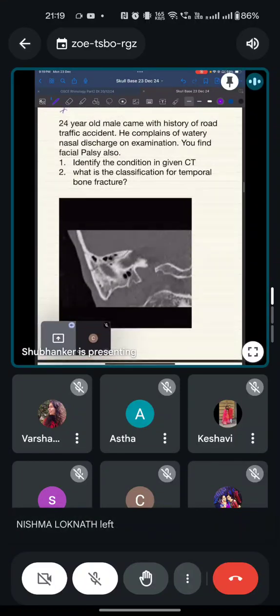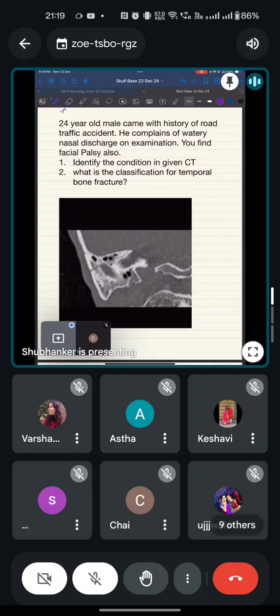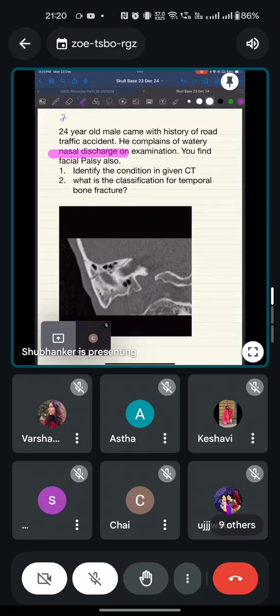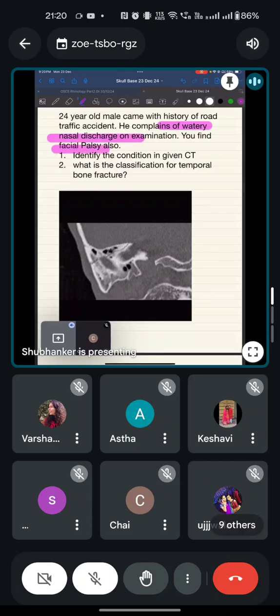Now just see this scan. It's an easy one. A 24-year-old male came with a history of road traffic accident. Now he complains of watery nasal discharge. On examination, you find facial palsy also. Now identify the condition, and what's the classification of a temporal bone fracture? The condition is already given over here. So you can see this thing. Is everybody able to appreciate this?